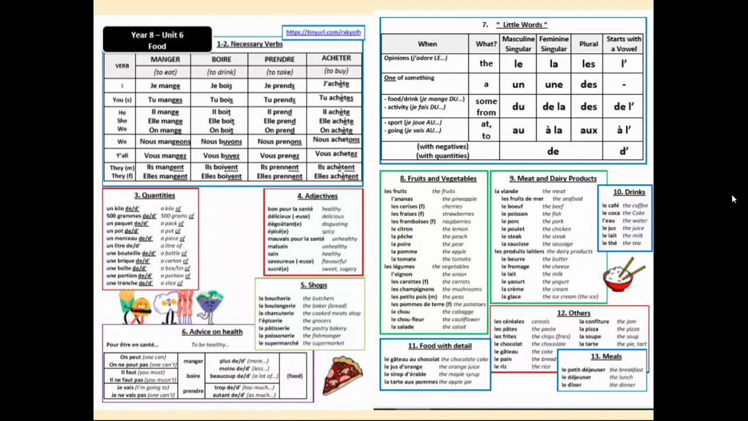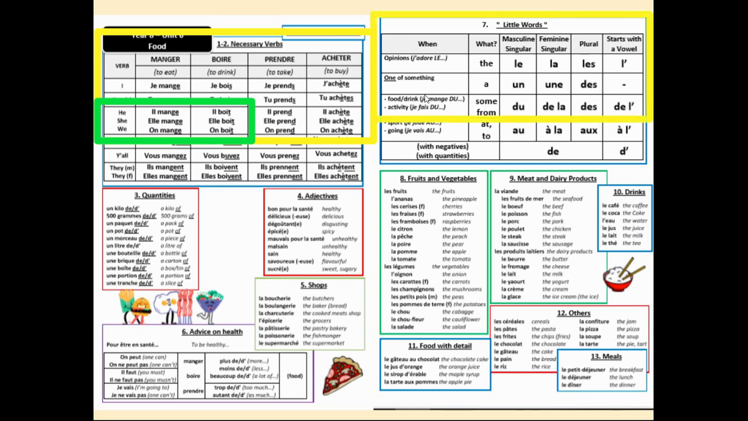So firstly, the vocab sheet you'll want to have is this one here for this unit. And here are the bits that we're going to be using in particular. So firstly, the box on the top left, necessary verbs, and more specifically, here where we've got he, she, and we eat, and especially he and she eat, and he and she drink. We're also going to be using the box here, the little words, and more specifically where we have one of something, so I eat a pie, for example, or when we want to say some of something that you eat or drink.